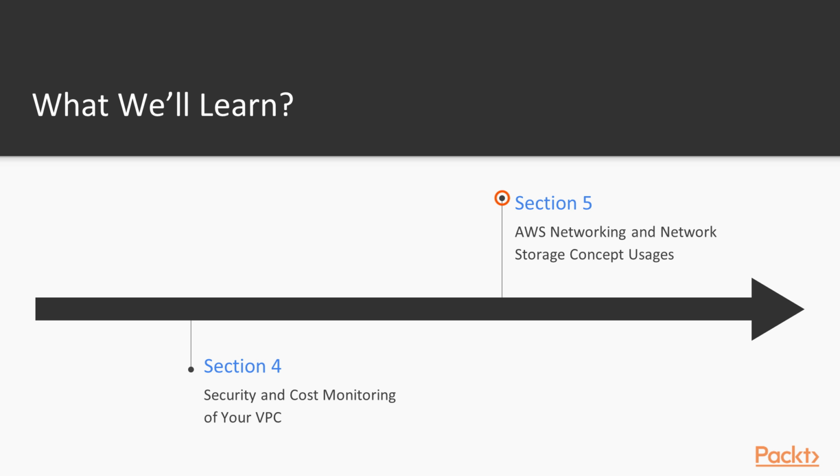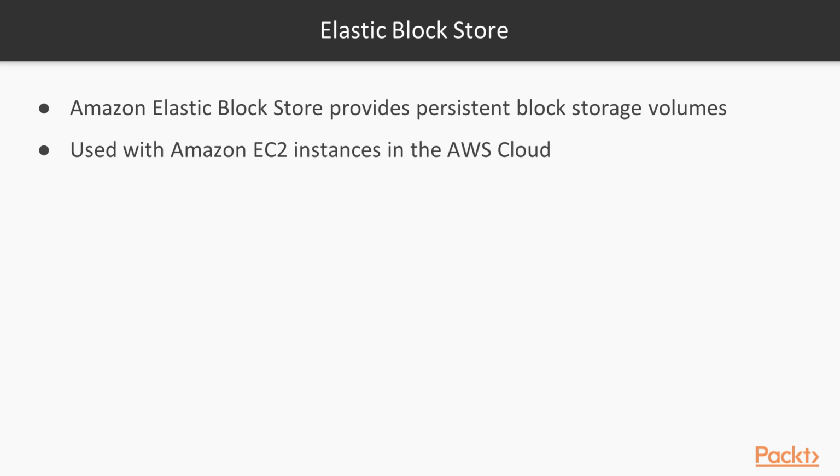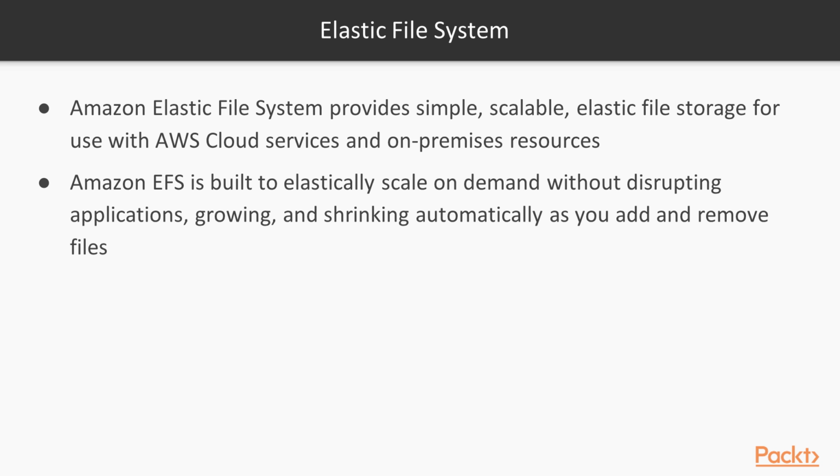In the last, fifth section, we'll be looking at the AWS networking and network storage concept usage. So we'll compare SAN and NAS software. We will look at what they are, and also we'll be understanding Elastic Block Store and Elastic File System. Those two systems give us the ability to attach storage that is persistent to our EC2 instance.